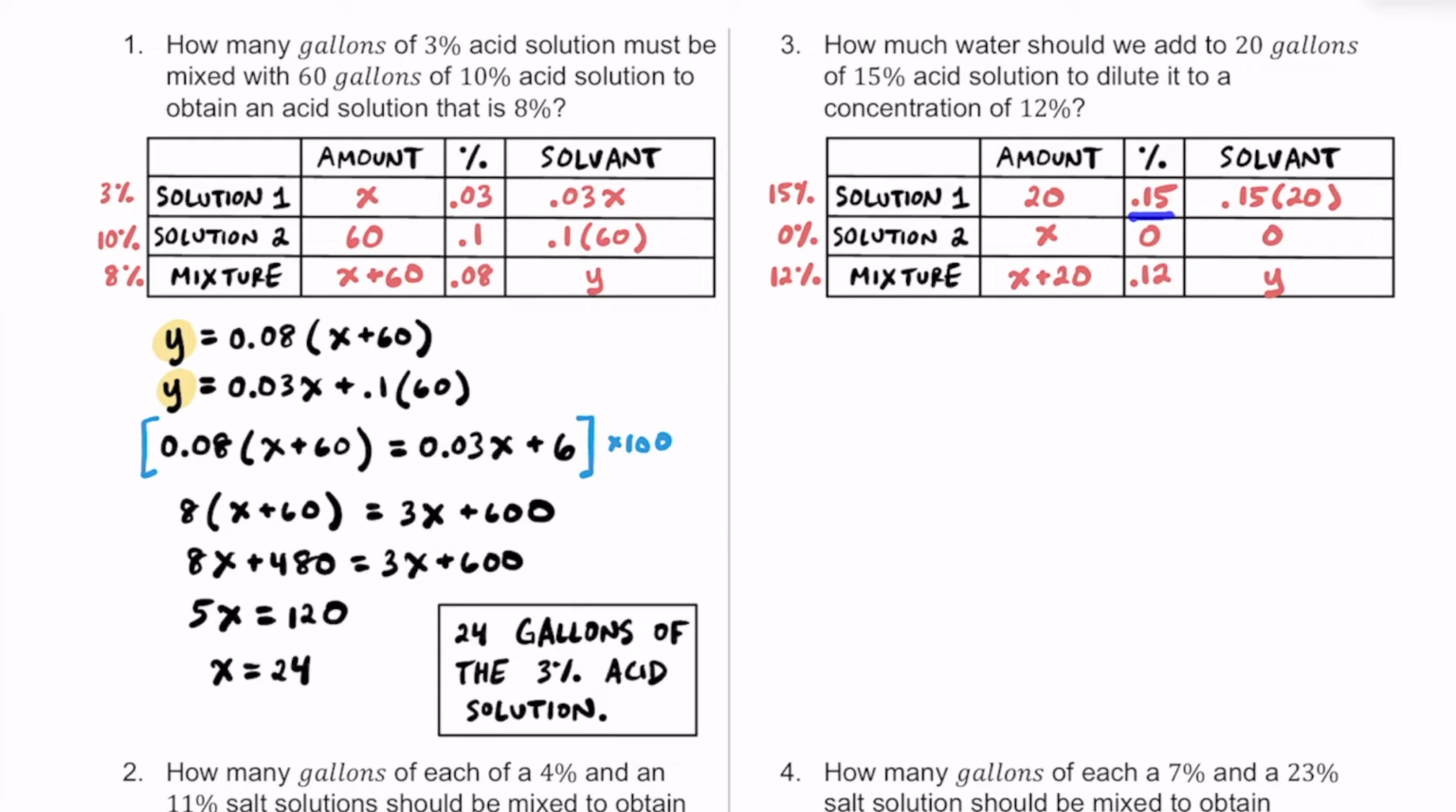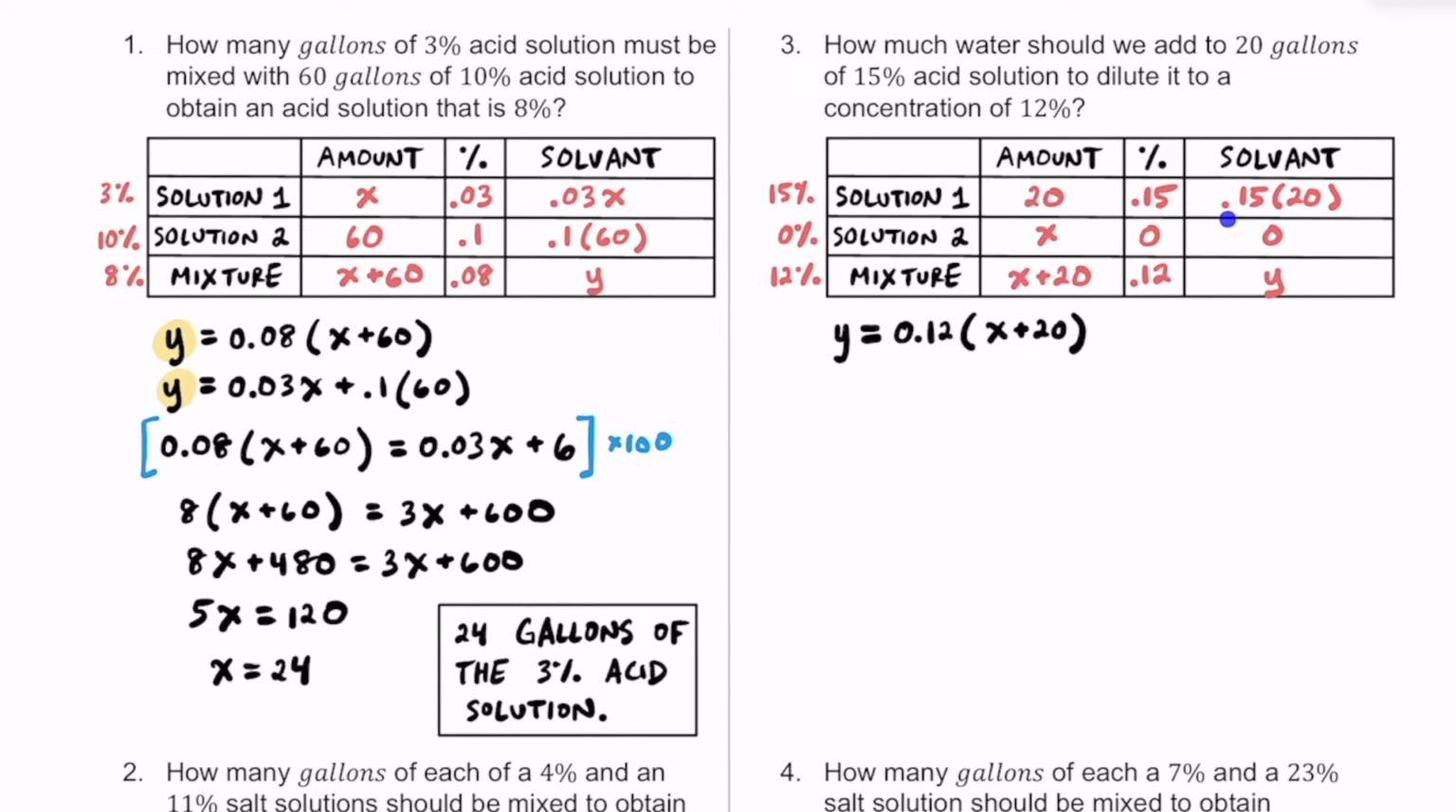So if we knew that 15% of this 20 is going to be the amount of solvent, and 0% of x is going to be the solvent in this one, which is nothing, then 12% of this total amount is going to be the solvent here. So let's go ahead and set up that equation and say that the solvent of the total mixture is going to be 12% of this entire thing, which is 12% of this x plus 20.